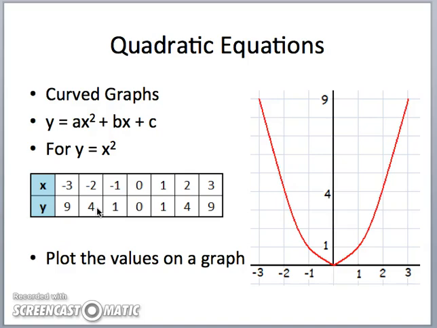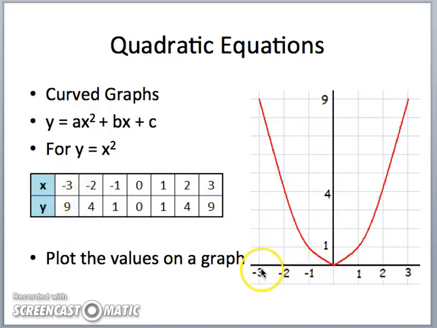This time when we plot a quadratic curve, what we need to do is plot lots of different values, not just 3 values like we did for the linear graphs. So here I've plotted the curve from x equals minus 3 right through to x equals 3. Created a little table of all my results so that when x is minus 3 squared is 9, minus 2 squared is 4, minus 1 squared is 1, etc. right through to here.